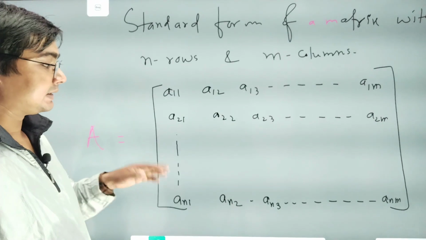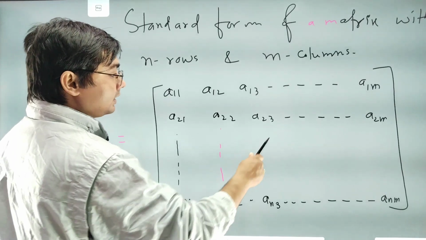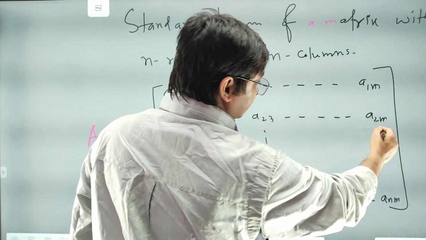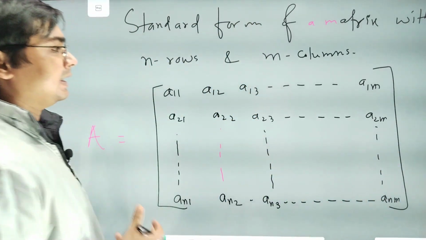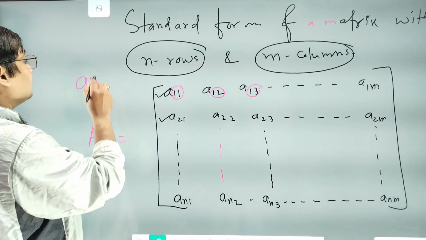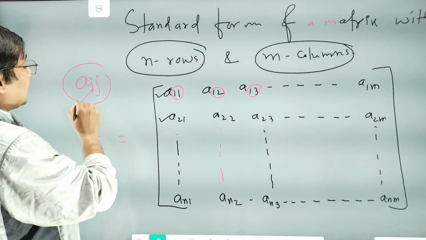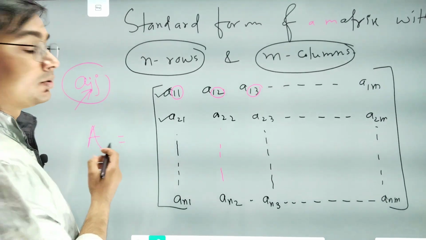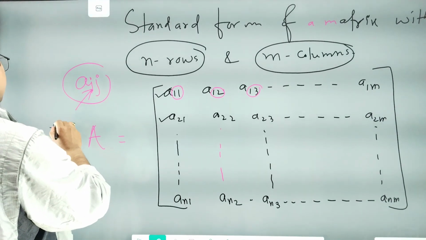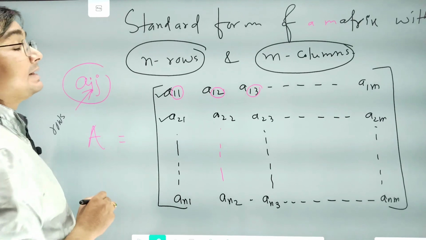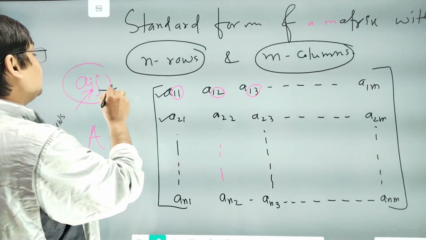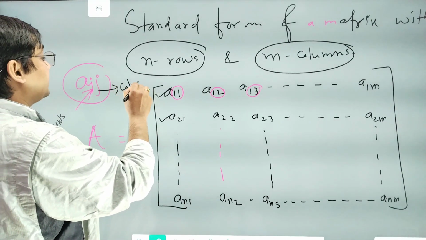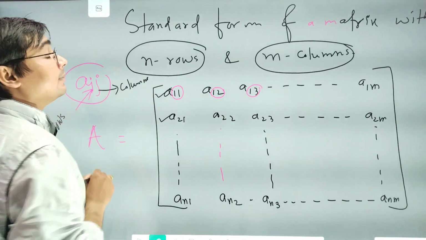And the general form, or standard form, of a matrix is an arrangement like this, with a subscript ij. The i will denote the rows, meaning in which row this element belongs, and the j will denote the columns, meaning in which column this element belongs.